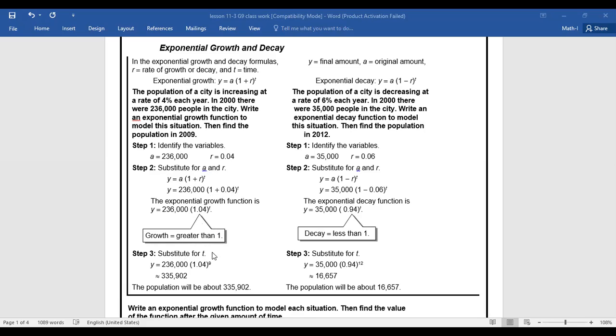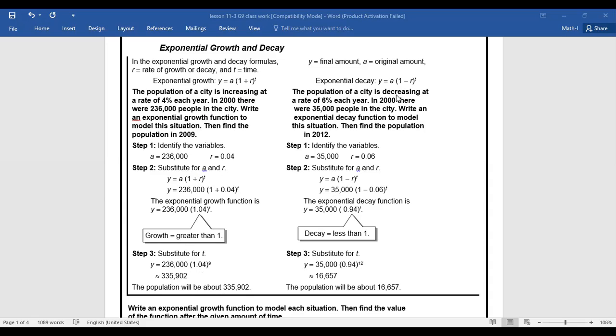Now we will substitute t, as I said, t for 9 years, from 2000 to 2009. Then it will be 335,902. So the population will be about 335,902.